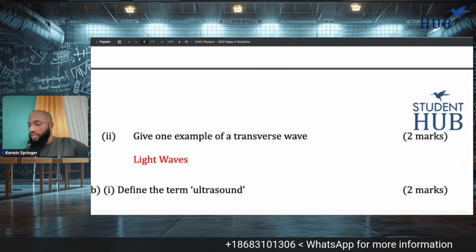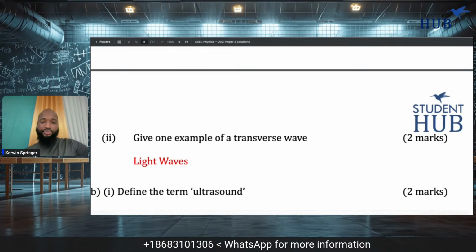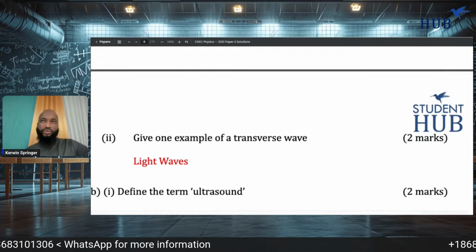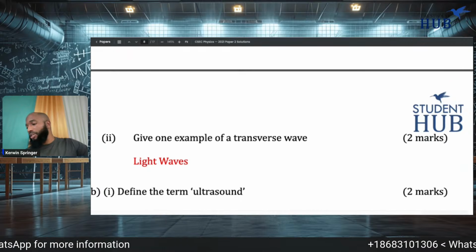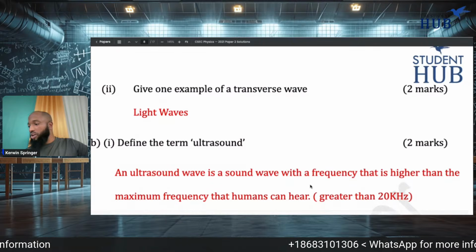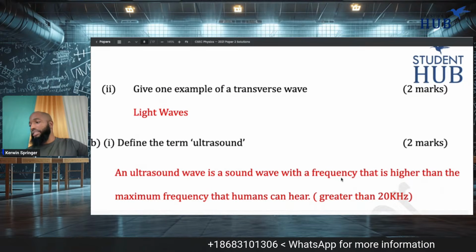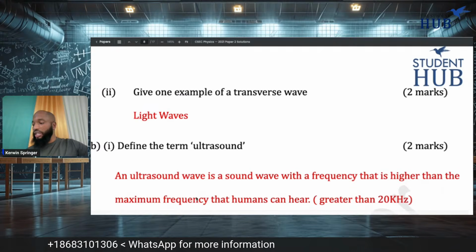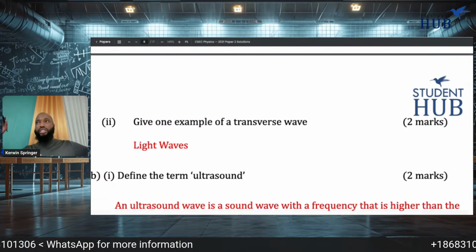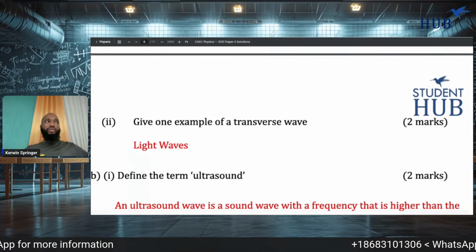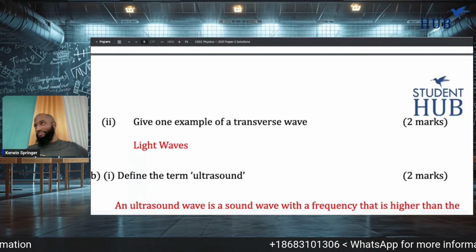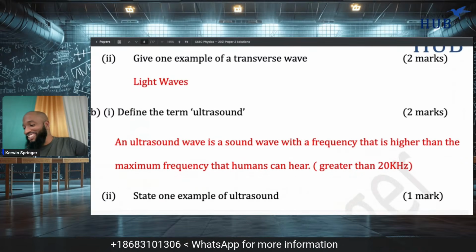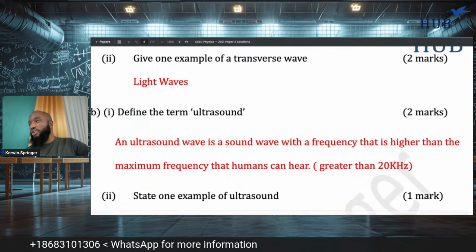What is ultrasound? Right? Frequency, not speed. So it's a sound wave with a frequency that is higher than the maximum frequency that humans can hear. What is our range as humans? All right, Mr. Meritless, very good. 20 hertz to 20 kilohertz.